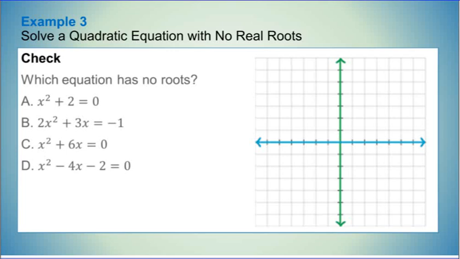So here, our axis of symmetry for letter A would be the y-axis, and it crosses the y-axis at 2. So our vertex would be there. If I put a 1 in for x, 1 squared is 1, 1 plus 2 is 3, so that would be here and here. So this one has no roots.